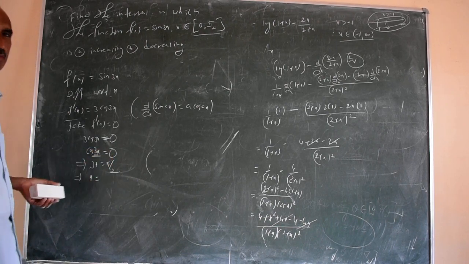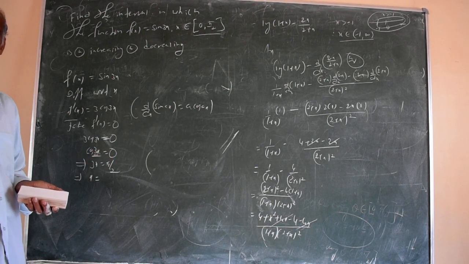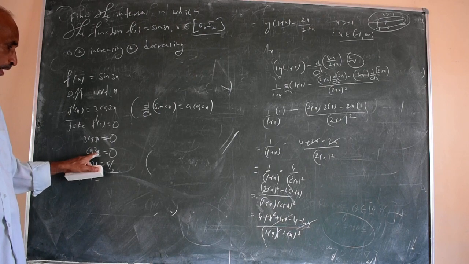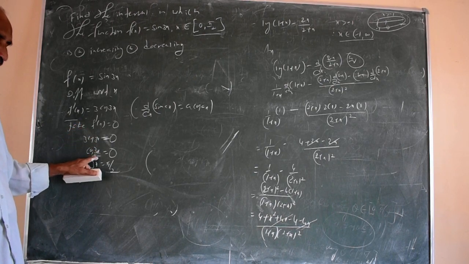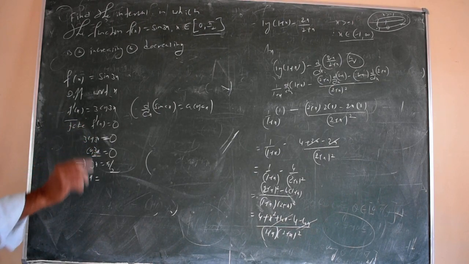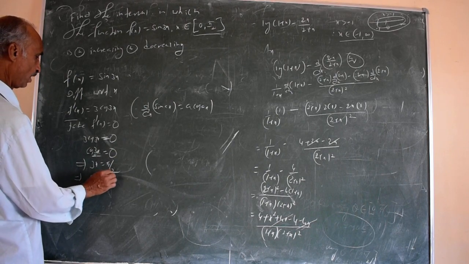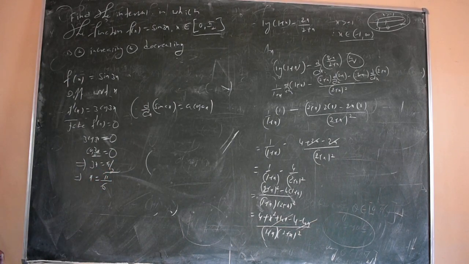This angle is an odd multiple of pi by 2. Cos pi by 2, cos 3 pi by 2, cos 5 pi by 2, cos 7 pi by 2, etc. are 0. So x is equal to pi by 6.